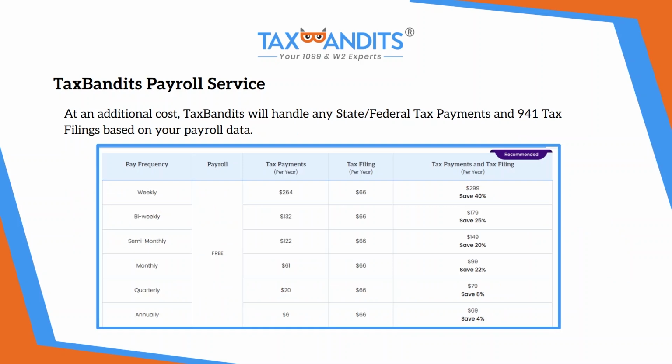At an additional cost, TaxBandits can handle any state, federal tax payments and also handle any 941 tax filings based on your payroll data. The pricing for those additional services is based on your company's payroll frequency. Our payroll system will allow you to keep track of your payroll data and 941 filings and payments in one centralized location.